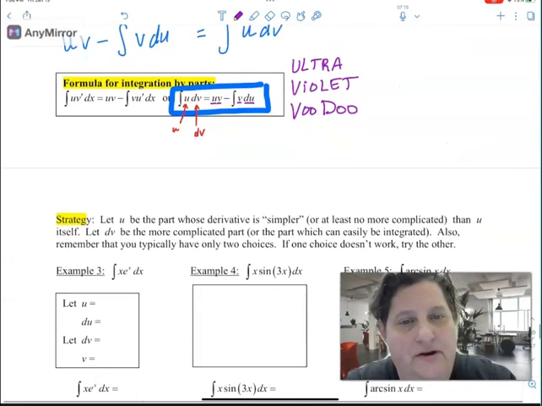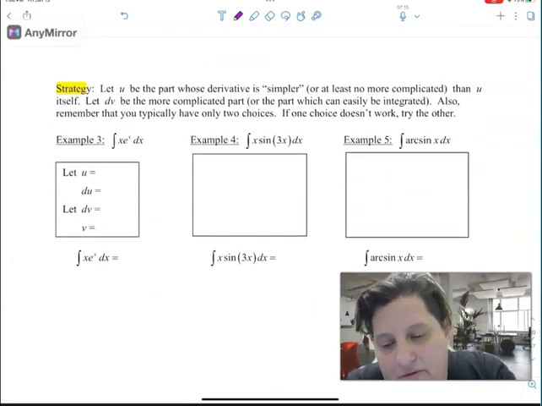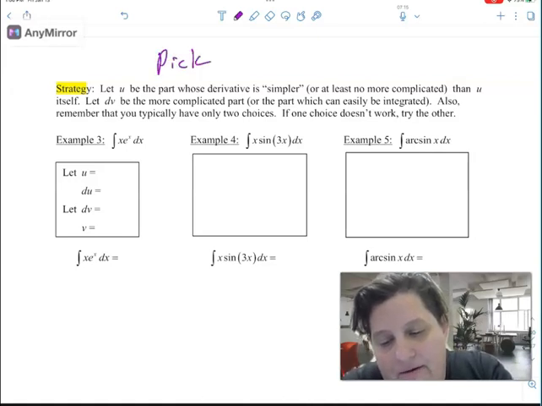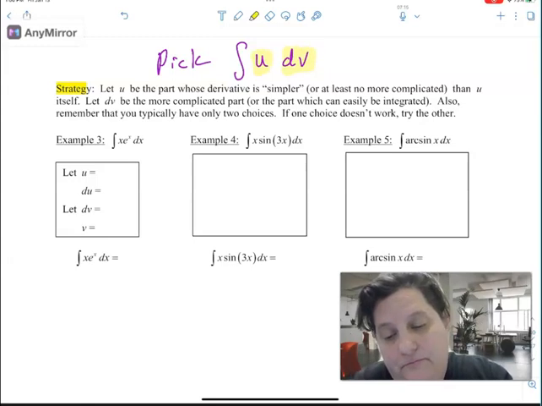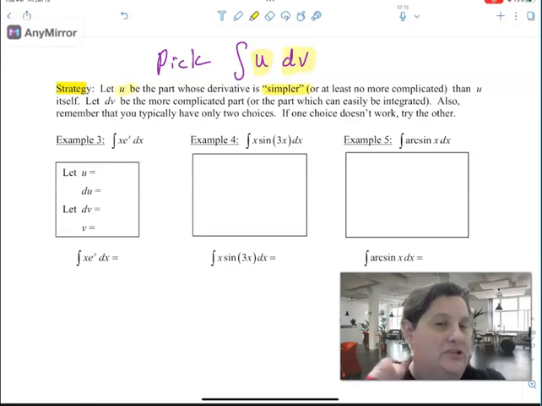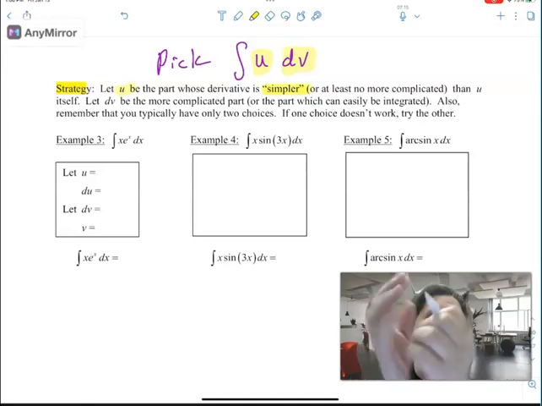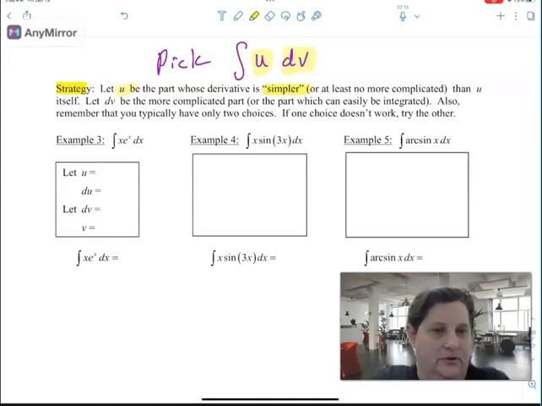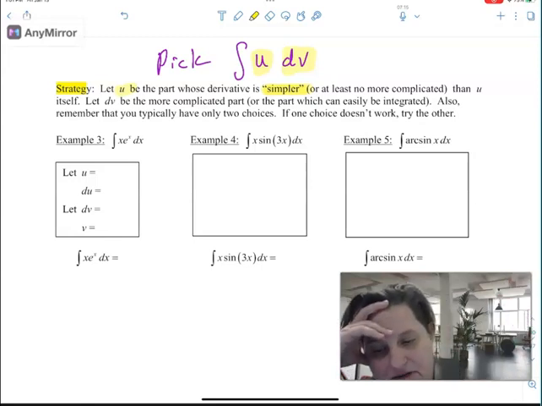Alright? So here's your strategy, okay? First, you have to pick out of the integral a u and a dv, okay? u needs to be the part where the derivative gets simpler, or at least no more complicated. So for u, like derivative of sine is cosine, that's fine, it gets simpler, it doesn't get too much more complicated or whatever. Okay, dv needs to be the more complicated part. Alright, the part that can be easily integrated.